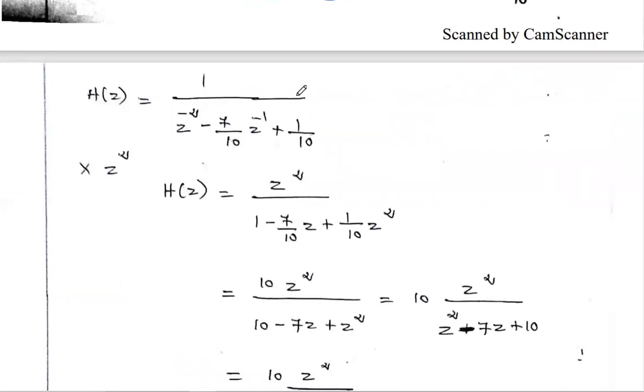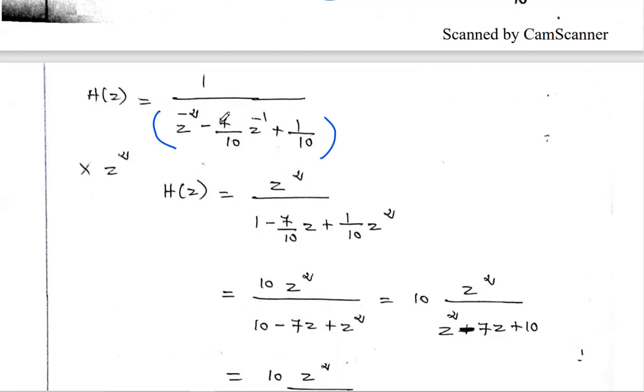Okay, so this is the H(z). You multiply both the numerator and the denominator by z squared. So H(z) can be written as 1 multiplied with z squared, and the z squared multiplied with each term of this denominator. So z squared times z power minus 2, if you multiply these two, we will get z power 0. Z power 0 value is 1.